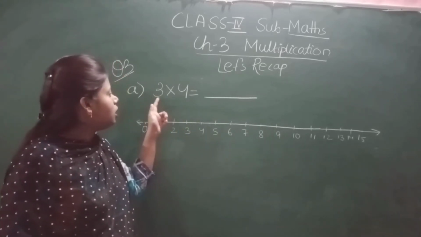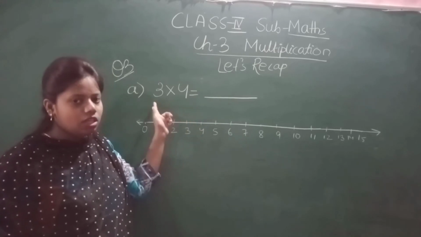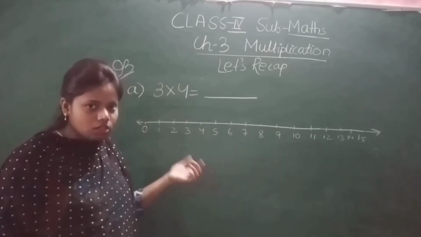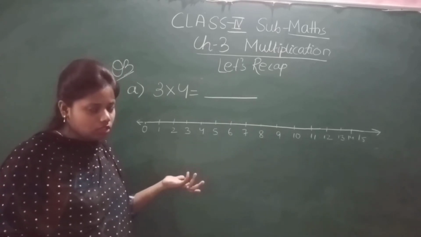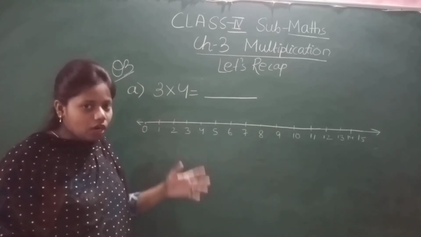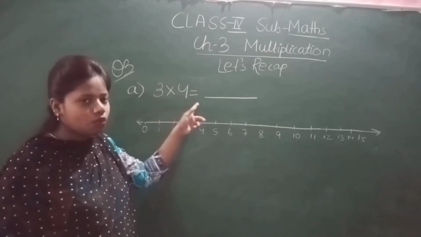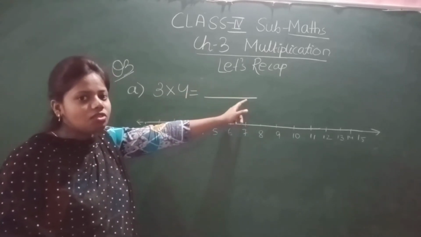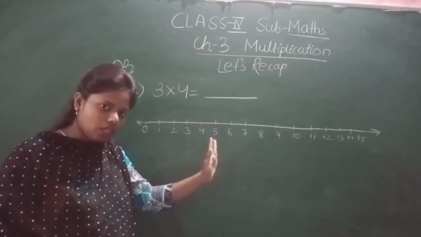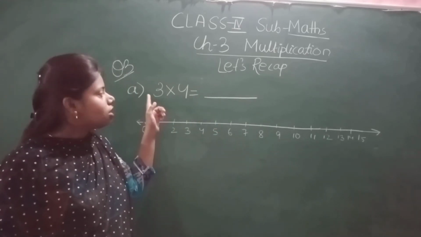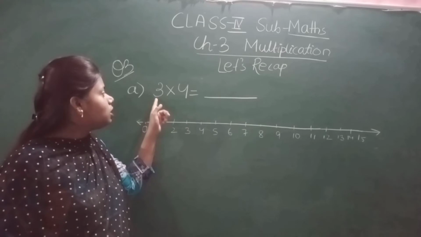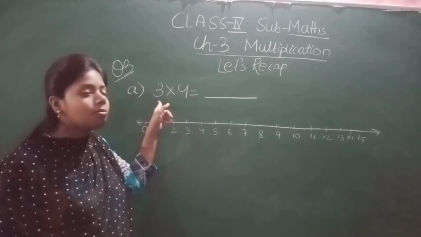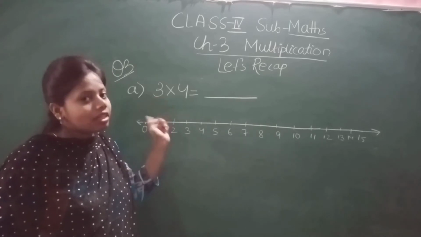See, 3 into 4. 3 into 4 means what? We will take 3 jumps, each of 4 distance. So what we have to do is 3 into 4. This one is the multiplicand, this one is the multiplier, and the answer which you will get is the product. Now 3 into 4 means you will take 3 jumps. Whatever the multiplicand is, you will take that many jumps.